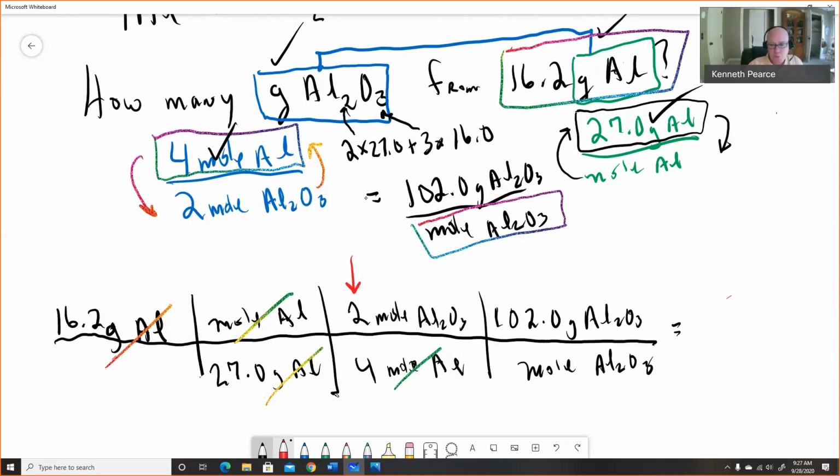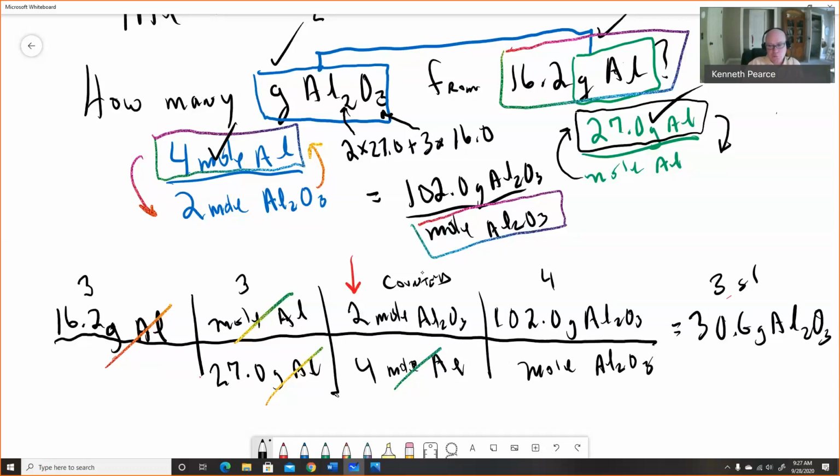30.6 grams aluminum oxide. So that's what you would predict you would get from that quantity of aluminum: 30.6 grams. And I made sure to do sig figs, so we've got 3 here, 3 there. This is counted or exact. Mole ratios are always counted. And there's 4 there, so our answer should be 3 sig figs, all the way down to the bottom. Okay, so let's do another one.